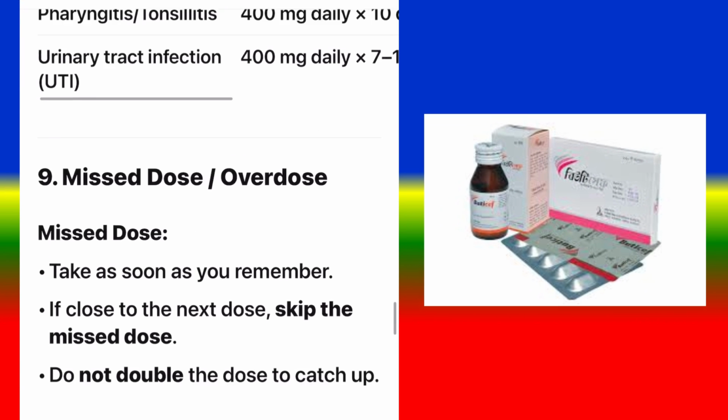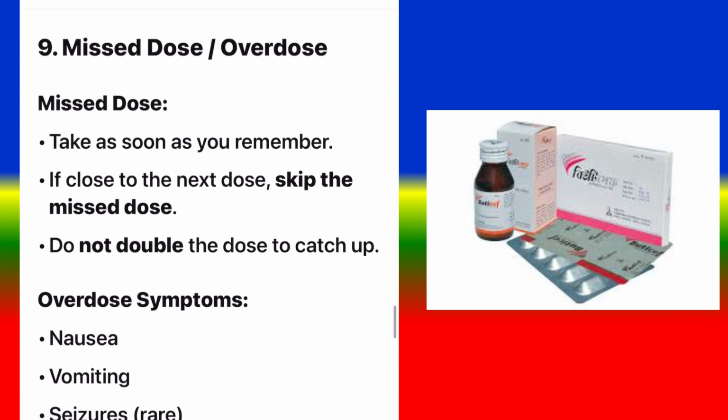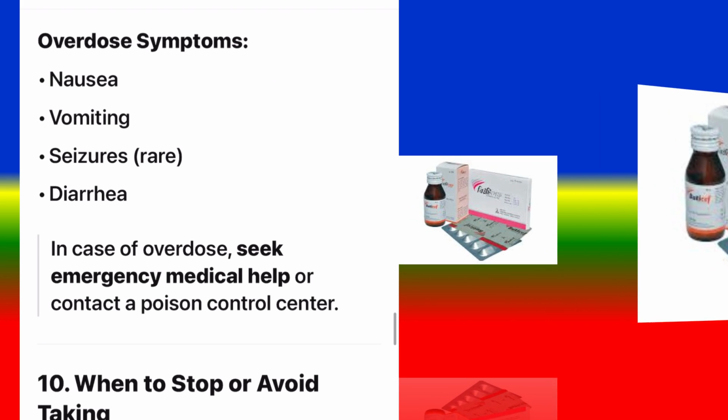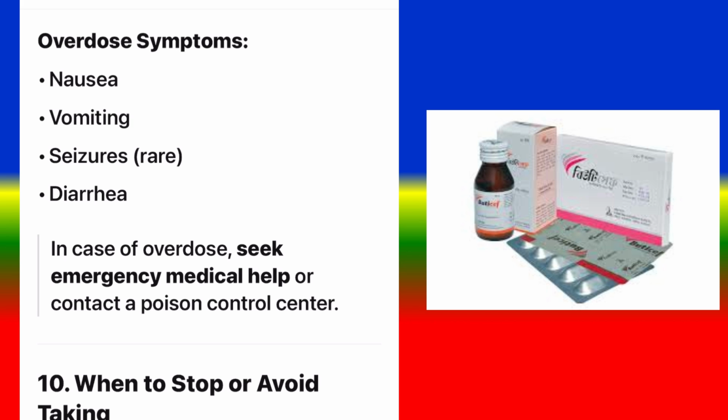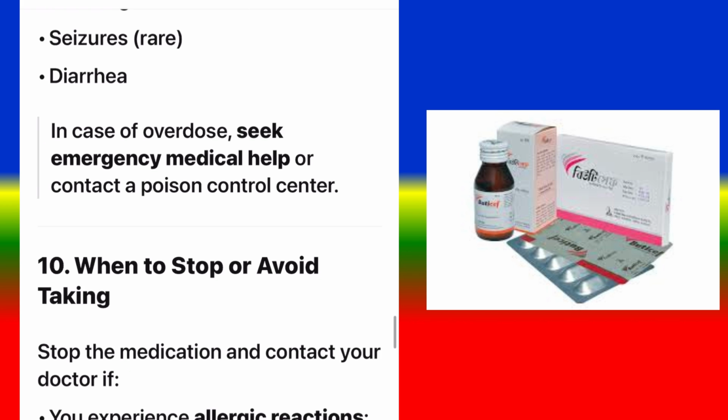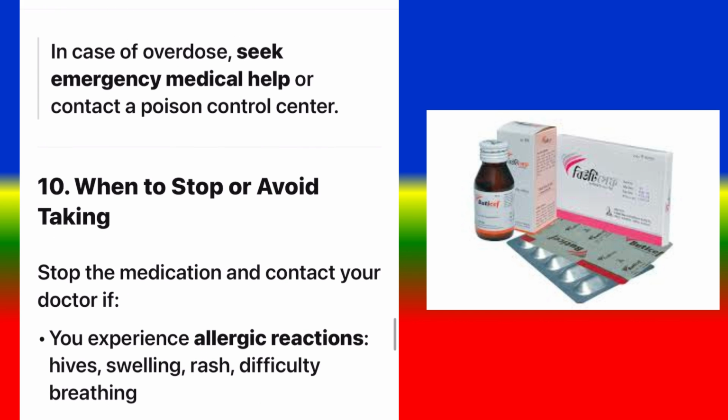Missed dose: take as soon as you remember. If close to the next dose, skip the missed dose. Do not double the dose to catch up. Overdose symptoms: nausea, vomiting, seizures, rare, diarrhea. In case of overdose, seek emergency medical help or contact a poison control center.